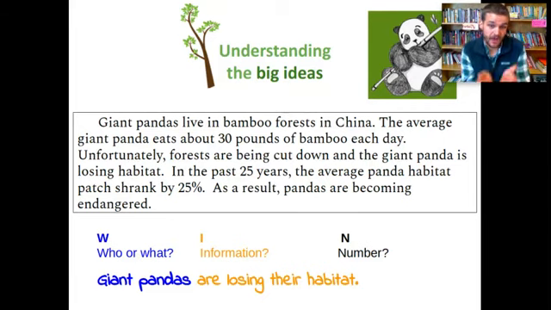So I'm going to do the N step. I'm not adding anything with N. I'm just going back and looking at, did I make my idea big enough? Did I leave out the details? So I'm just going to look. I used only six words. Giant pandas are losing their habitat. And that's the big idea of this paragraph. I want you to notice, did I include in my main idea statement that pandas eat 30 pounds of bamboo each day? No, that's not part of the big idea. That's like one leaf. Okay? Did I say that the forests are being cut down? Not really, that's still a leaf. Did I talk about how their habitat has shrunk by 25%? Nope. All of those details are important, but they're making up the tree, which is the big idea, which is giant pandas are losing their habitat.